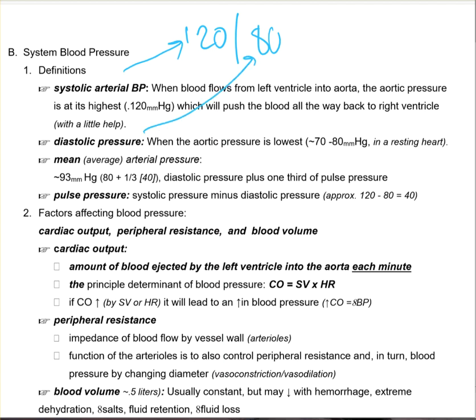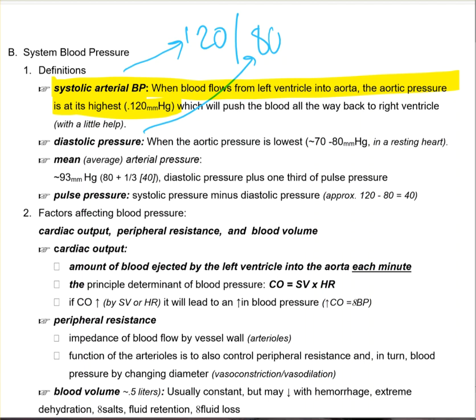All right, so what does systolic mean? Systolic is when the blood flows from the left ventricle to the aorta. The aortic pressure is at its highest. If you remember, when we looked at our cardiac cycle diagram, the peak of the aortic pressure was at 120 millimeters of mercury. This will push the blood all the way through the body, down to the tissues, and eventually back to the right ventricle. Now, of course, it needs some help, especially in the venous end, but that pressure is very high.